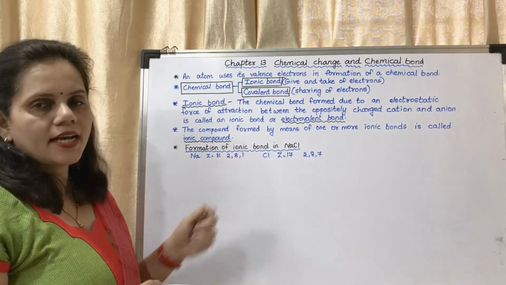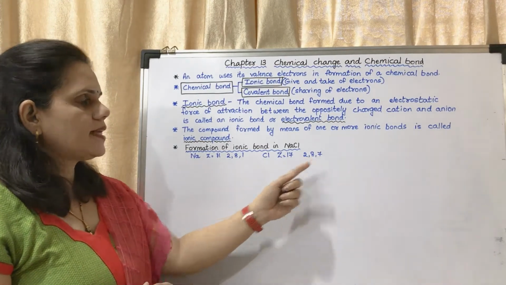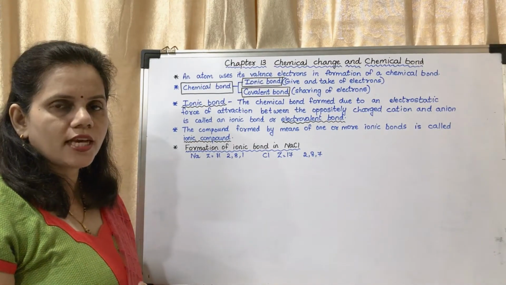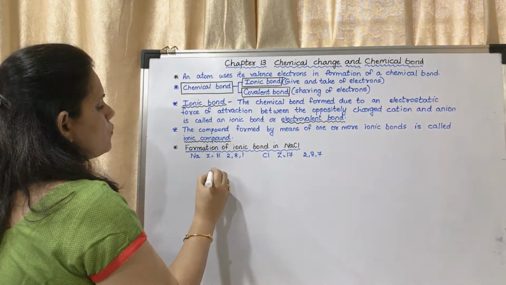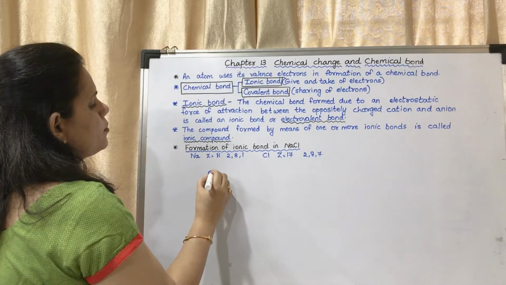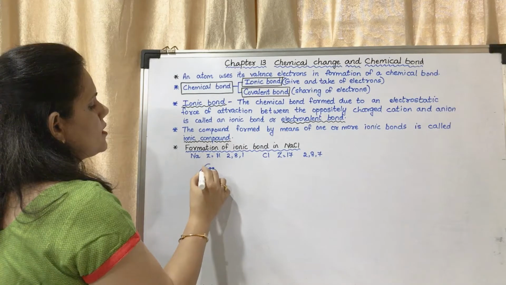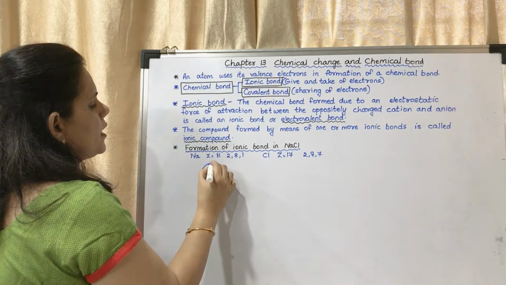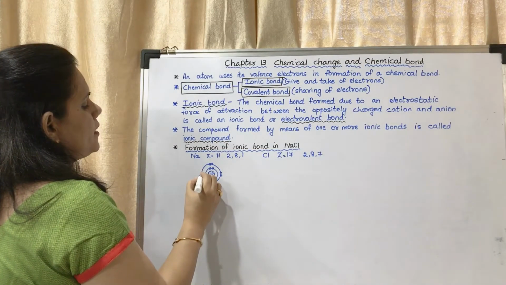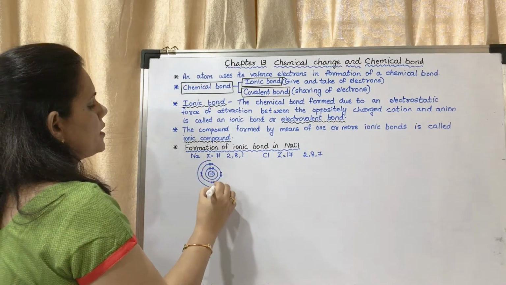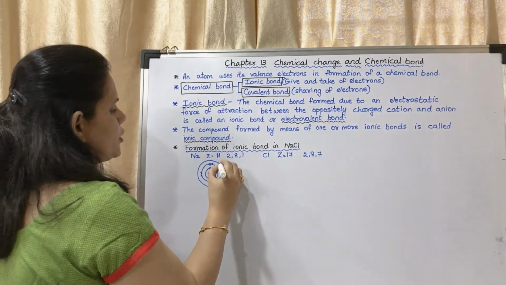Sodium is having 1 electron in its outermost shell. That means it will give electrons. Chlorine is having 7 electrons in its outermost shell. That means it will take an electron. Now I will draw the structure of sodium. It is having 11 protons. In the first shell there are 2 electrons. In the second shell there are 8 electrons. And in the last shell, that is the third shell, the M shell, it is having 1 electron.